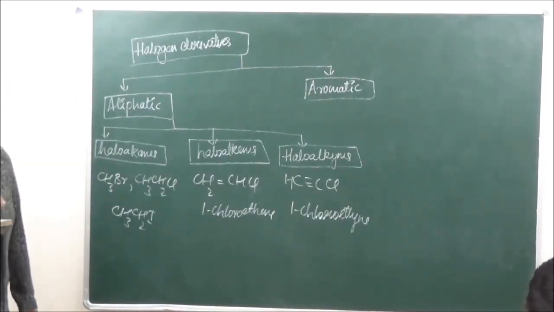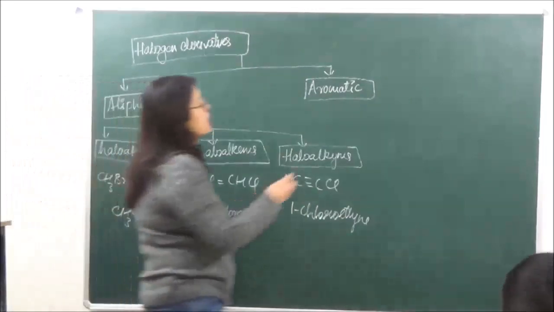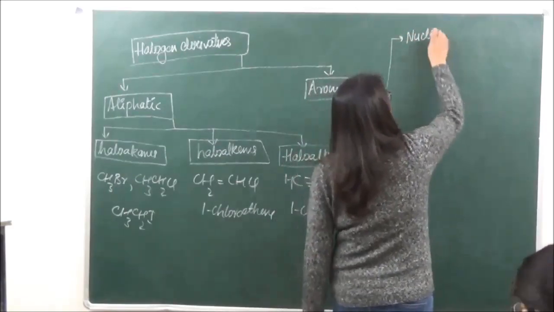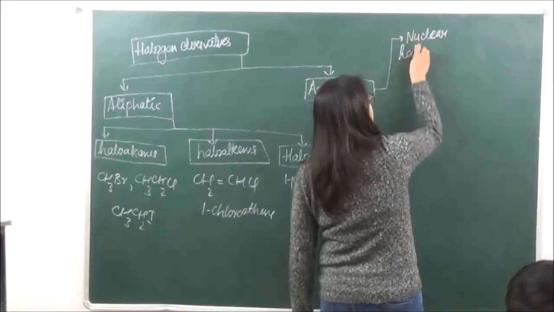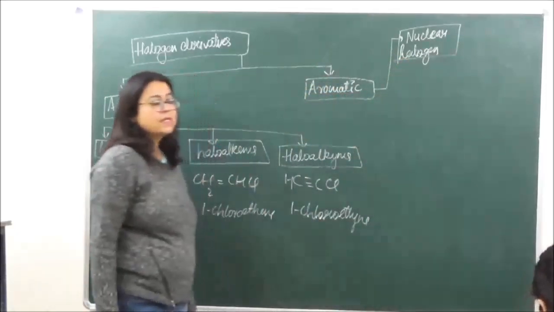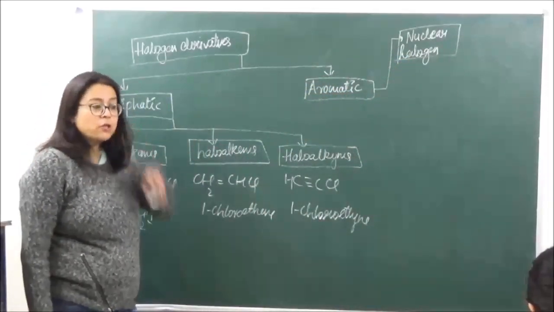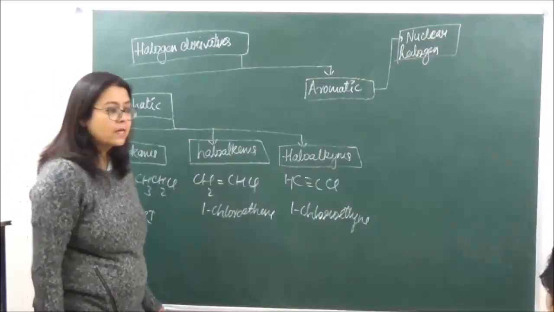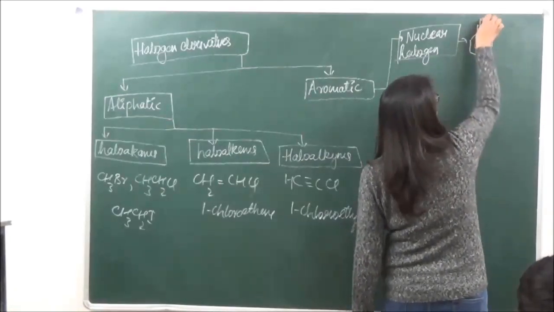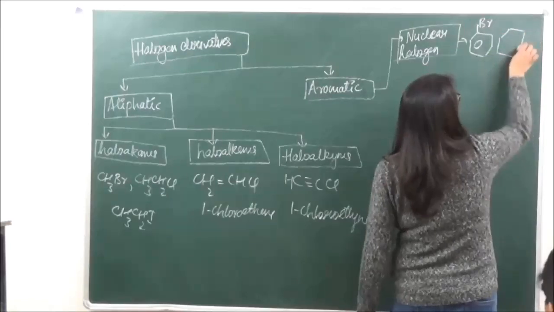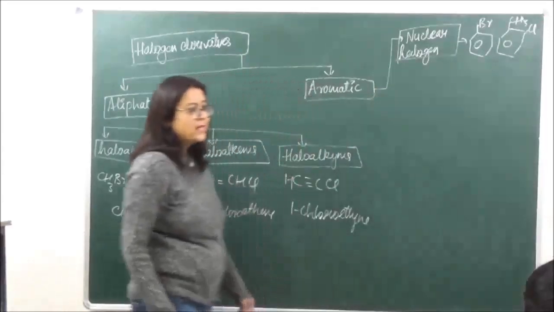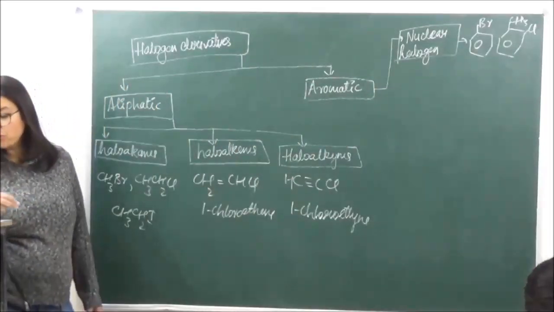Aromatic, they are classified as nuclear halogen derivatives and side chain derivatives. Nuclear halogen means that the halogen that is going to be directly attached to the benzene ring. So over here, examples which we can take is simple ones. We have bromobenzene, or we have orthochlorotoluene, right? So these are going to be some of the examples of nuclear derivatives.